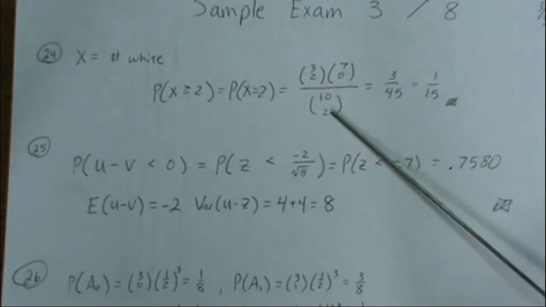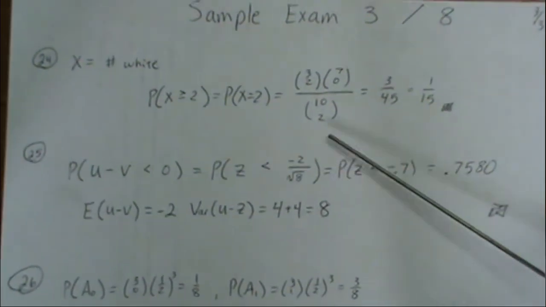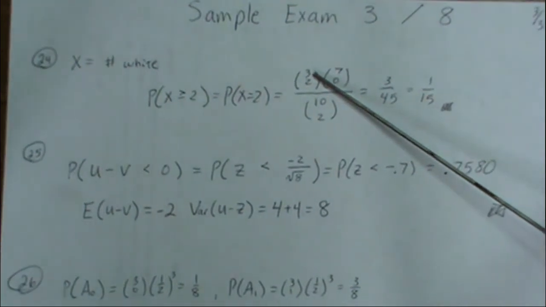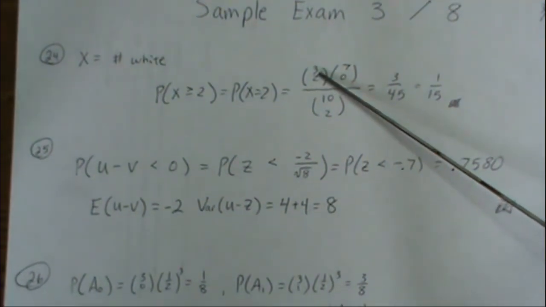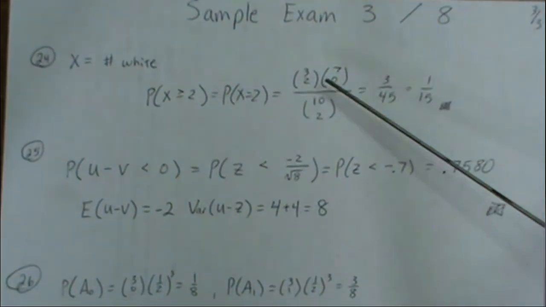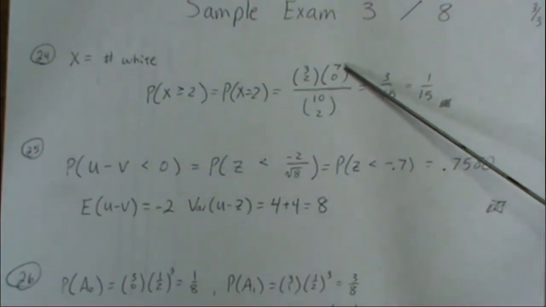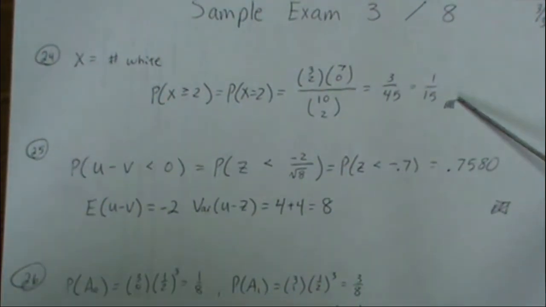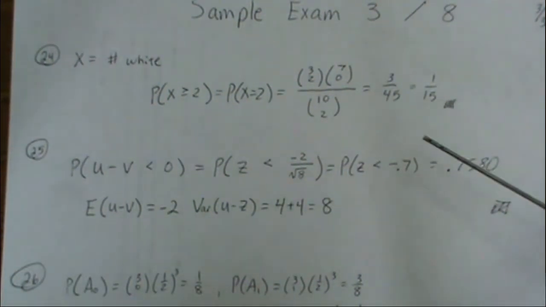Well, this is the classic hypergeometric setting. So the null hypothesis is that theta is 3. If there are 3 white balls, we want to choose 2 of them, times the 7 remaining, we want to choose 0, and that's over 10 choose 2. That reduces to 1/15, so that's the answer.